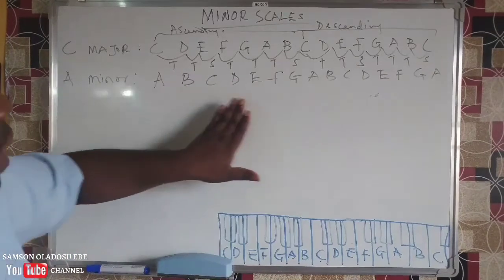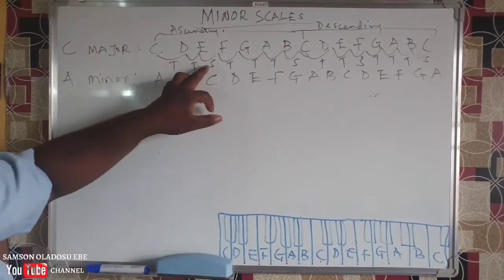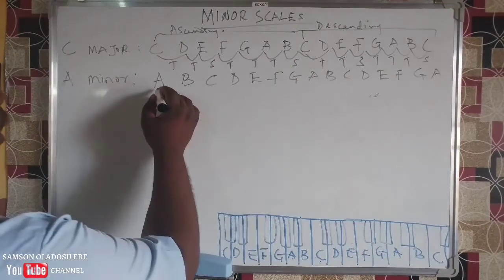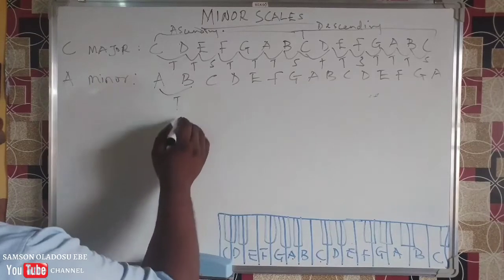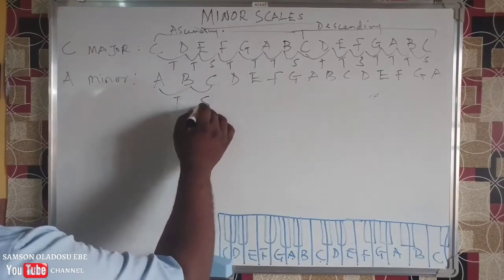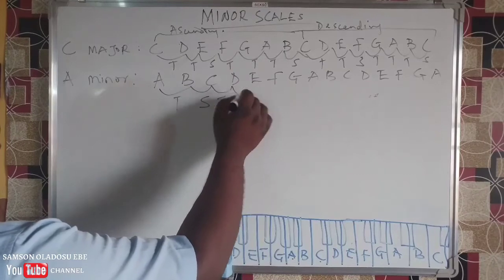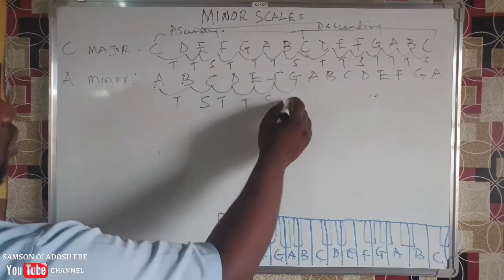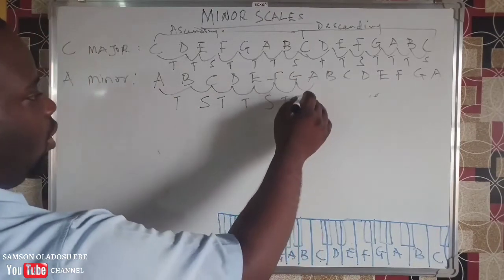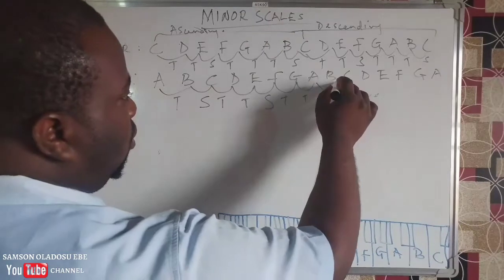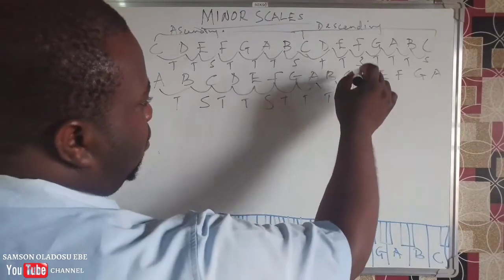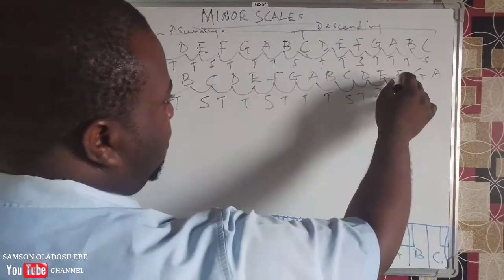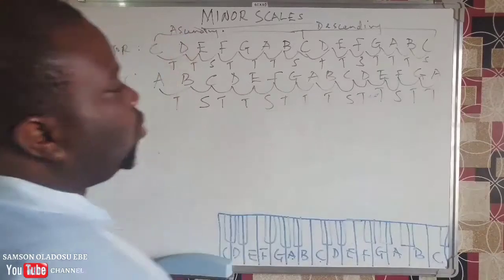Alright, so let's look at the distance of these notes, whether we are going to arrive at the same tone, tone, semitone, tone, tone, tone, semitone. Let's go. Between A and B is a tone. From B to C is a semitone. C to D is a tone. D to E is a tone. E to F is a semitone. F to G is a tone. G to A is a tone. A to B is a tone. B to C is a semitone. C to D is a tone. D to E is a tone. Semitone, tone, and then tone.